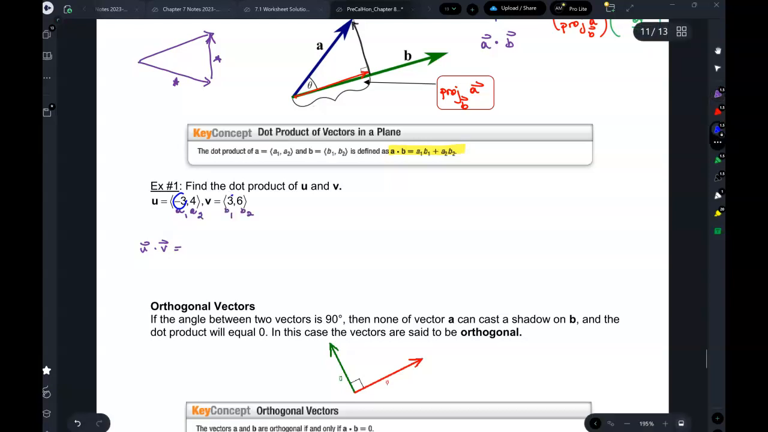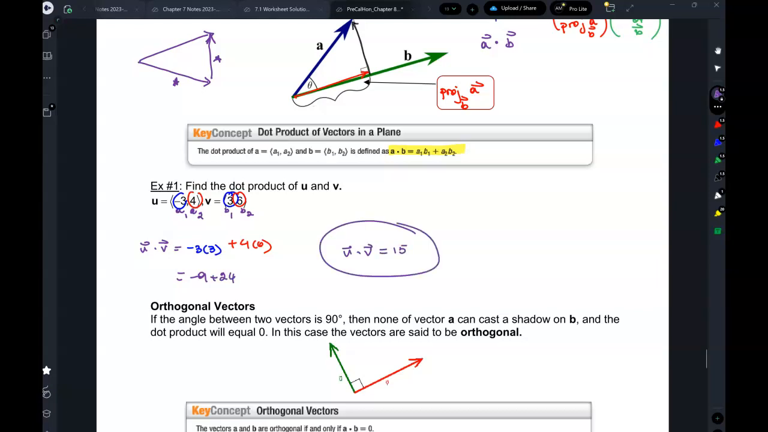I'm so sorry. So it's negative 3 times 3, plus 4 times 6, right? So that gives me negative 9 plus 24. So U dot V is just 15. Okay? Okay, questions?